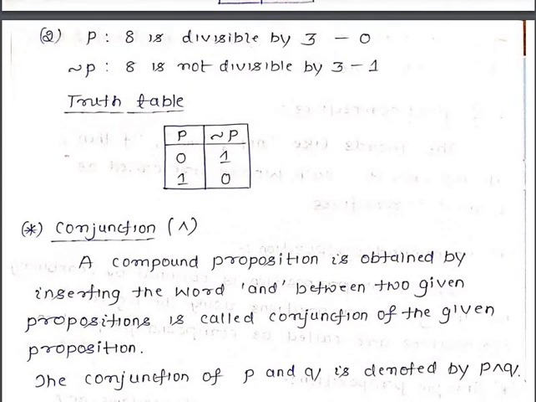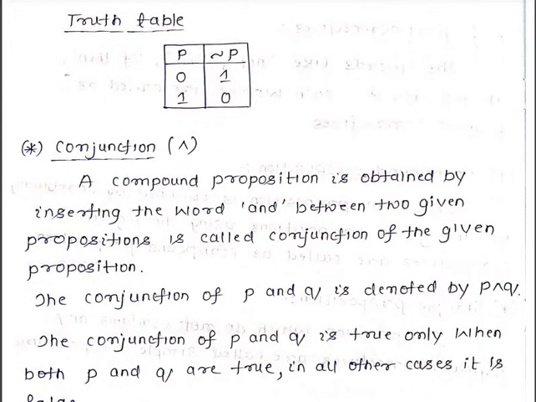Now let us discuss conjunction. What is conjunction? Conjunction is denoted by this caret symbol. This caret symbol means it is a conjunction. Conjunction means and. You have to read it as and wherever you see this symbol. Now let us go with the definition. A compound proposition obtained by inserting the word and between two given propositions is called the conjunction of the given propositions. The conjunction of P and Q is denoted by P and Q.